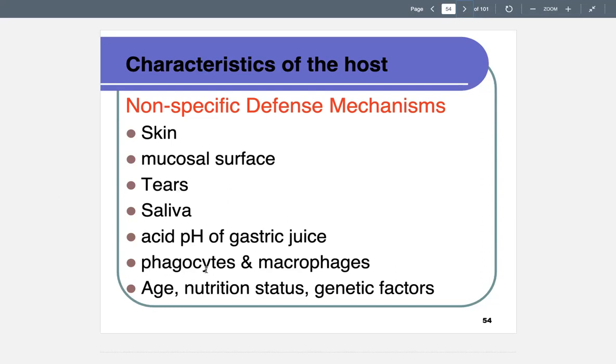Okay, and then klase mga present na phagocytes and macrophages in our body, in our blood, pupuntahan agad yan nila, no, pag na-detect nila na merong foreign bodies, ayan, sila agad ang pupunta doon sa site na kung saan nagmumultiply yung organisms, no, para i-engulf yan nila, no, para i-neutralize nila or patayin nila. Okay, and then also the defense mechanism that is could be depend on the age, nutrition status, and also the genetic factors.